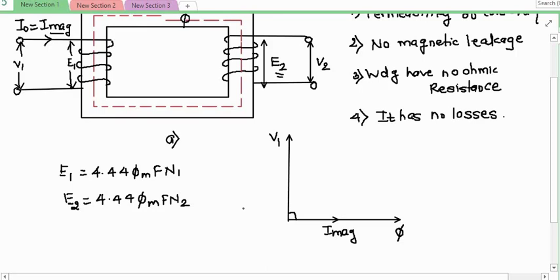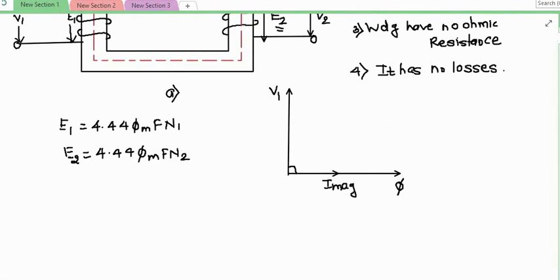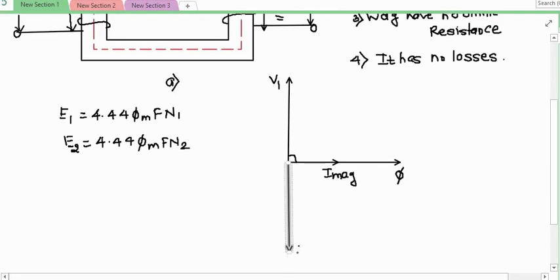These EMFs lag the flux by 90 degrees. How they will lag, I will tell you. First of all I will draw the E1 and E2 vectors, so that I can show it here. So this is your E1, EMF of self induction induced in the primary winding, and this will be E2. Now let us see why these EMFs lag the flux by 90 degrees. This is also 90 degrees.